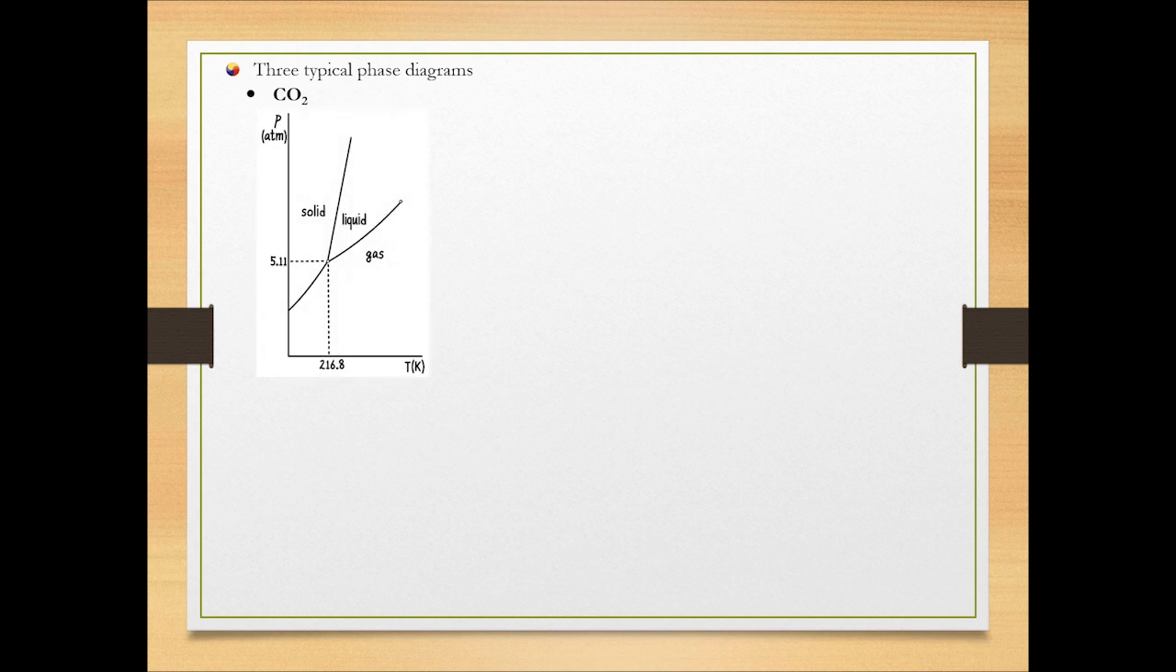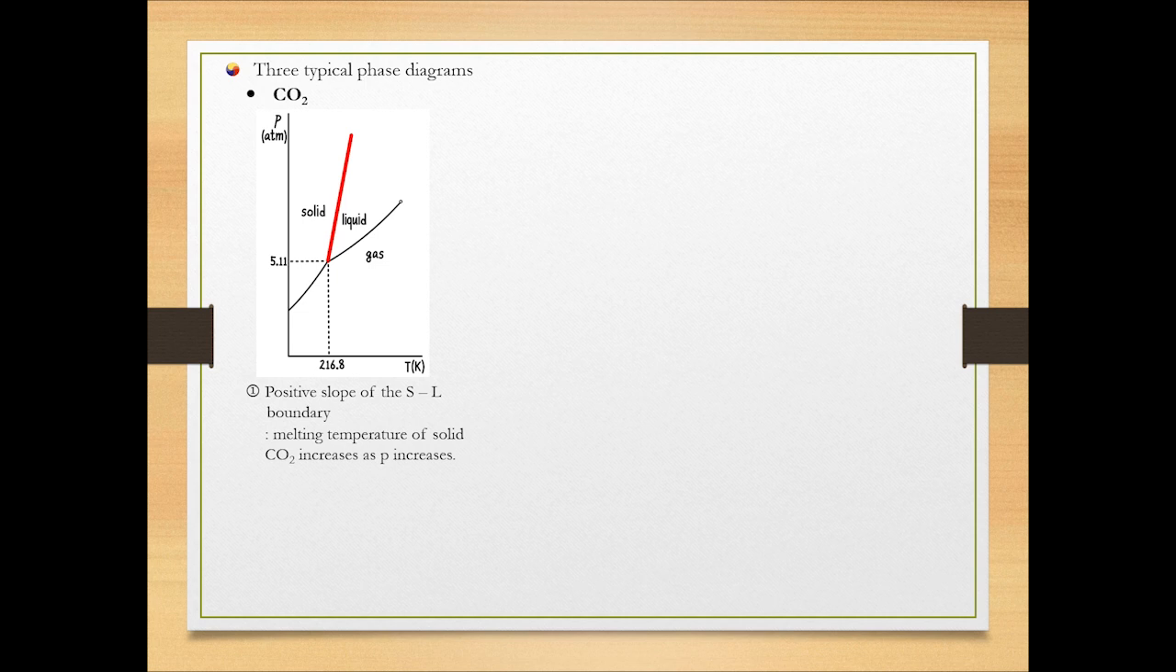Let's examine one of the three phase diagrams. This one is for carbon dioxide. Notice the positive slope of the solid-liquid phase boundary line. This indicates a direct relationship between pressure and melting temperature. In other words, as pressure increases, the melting temperature of solid carbon dioxide also increases.